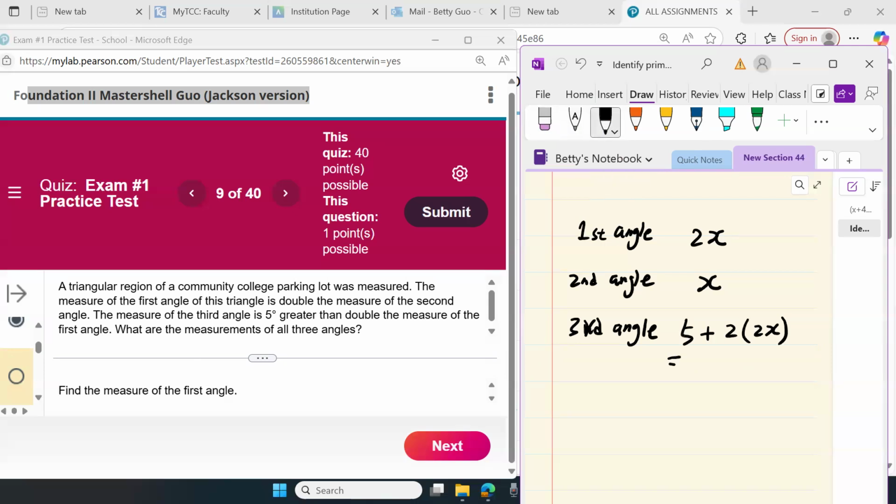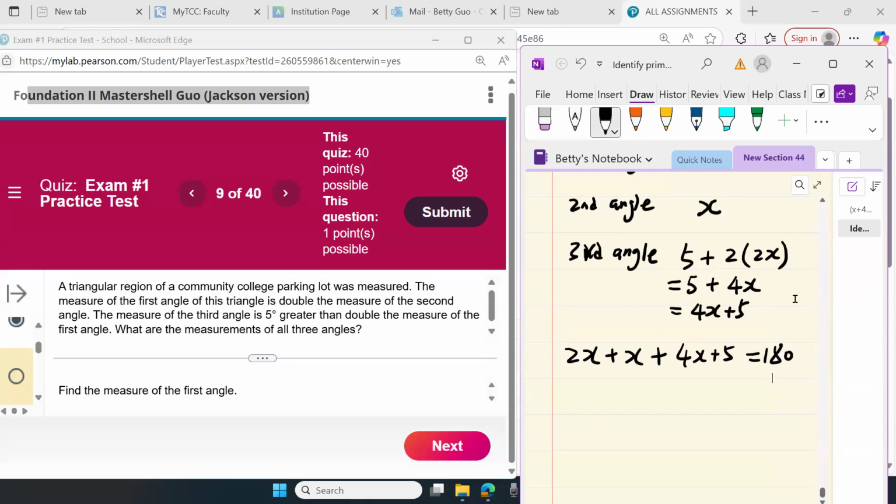And we can simplify this a little bit. 5 plus double 2x, you have 4x. Or you can just write this as 4x plus 5. We know the three angles in a triangle add up to 180 degrees, right? So we're going to add them up. 2x, first angle, x, second angle, 4x plus 5, the third angle, should add up to 180 degrees.